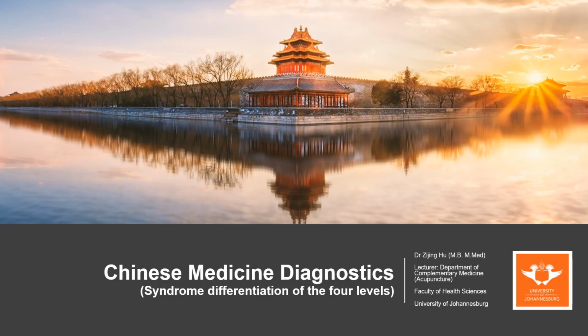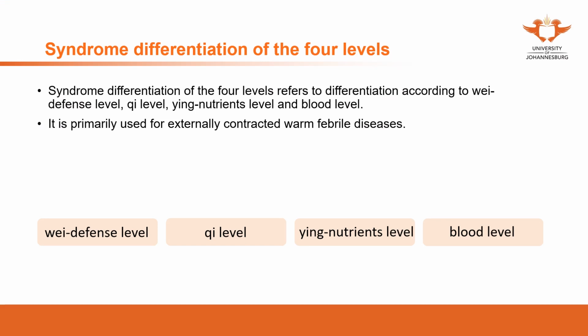Good day, everyone. In this video, we are going to study the stringent differentiation of the four levels. The stringent differentiation of the four levels is the differentiation according to the wei level, qi level, ying level, and blood level. We're going to see the human body in these four levels.